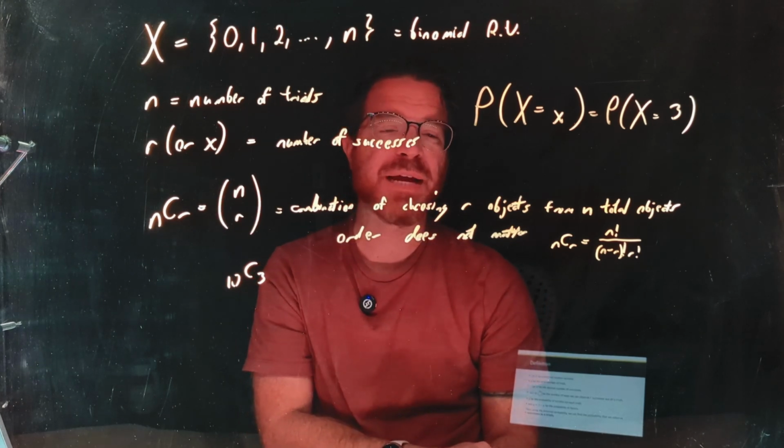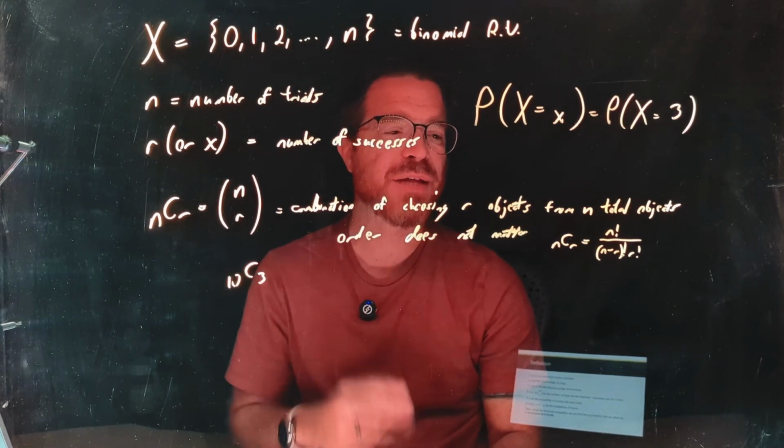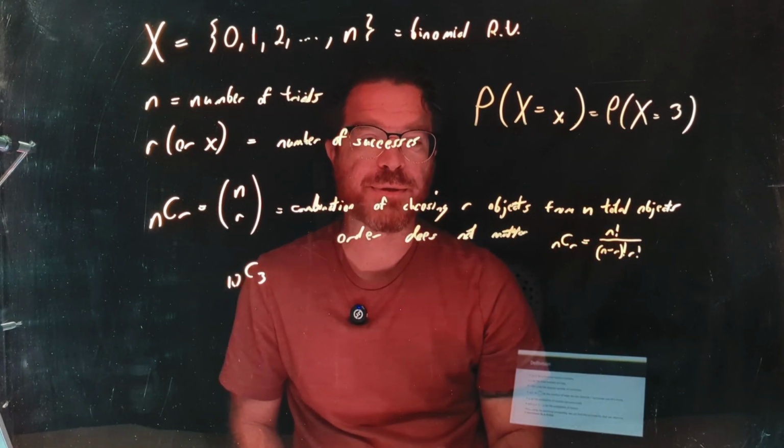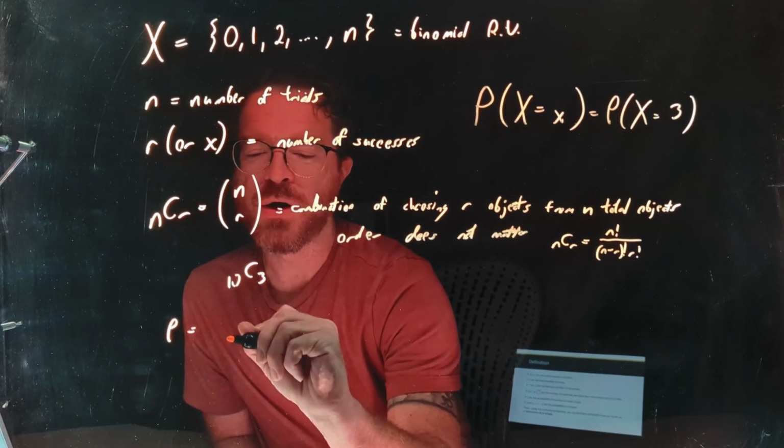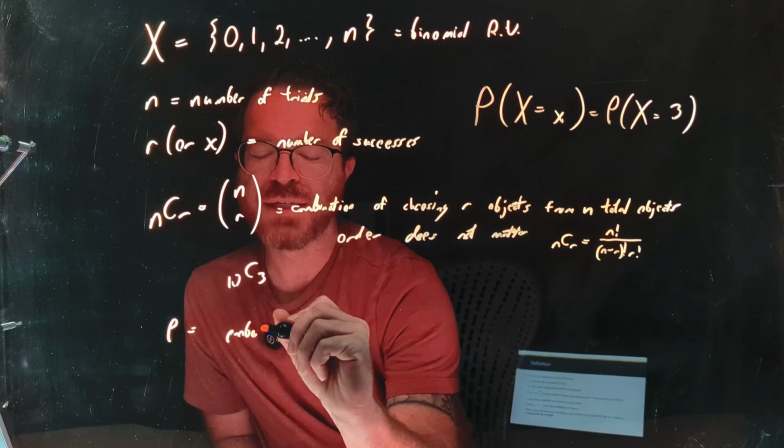But if you wanted to calculate it by hand, we did show that previously, and this is the formula that you would use. We also have P, which is just our probability of success.